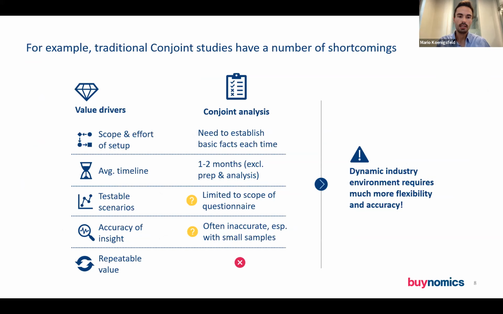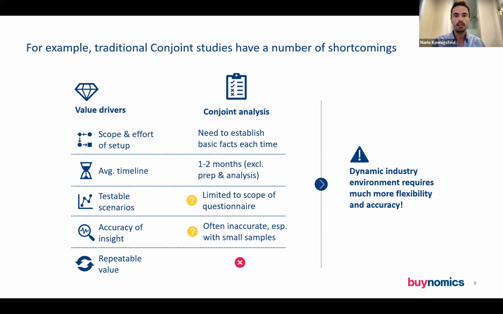So one is that you need to establish your base facts each time you run one of those conjoints. You need to collect all the information on your portfolio and on the competitor's portfolio. And then it's basically a snapshot in time. Two, it takes quite long to run such a conjoint study. What we typically see is roughly 1 to 2 months of runtime from the initial setup to the actual results until you have the insights.